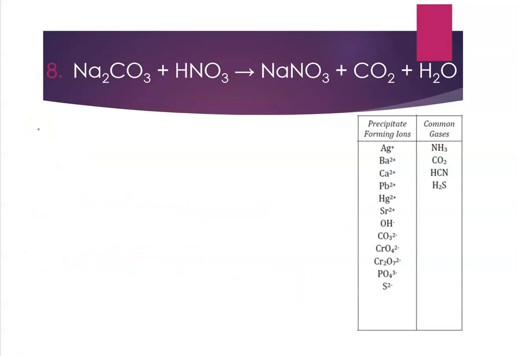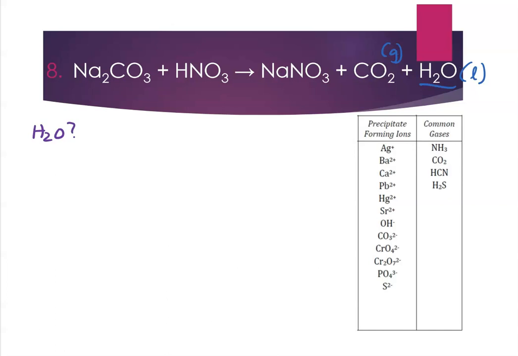So here we're going to check to see, did I make any water? I did. So that means that this is going to be a liquid. And then I just want to check to make sure I didn't make anything else. NaNO3 is not a gas. Nothing on the precipitate forming ions. CO2 is a gas. So in this case, I actually have two things that are not going to separate. Doesn't happen very often, but we can have that happen.